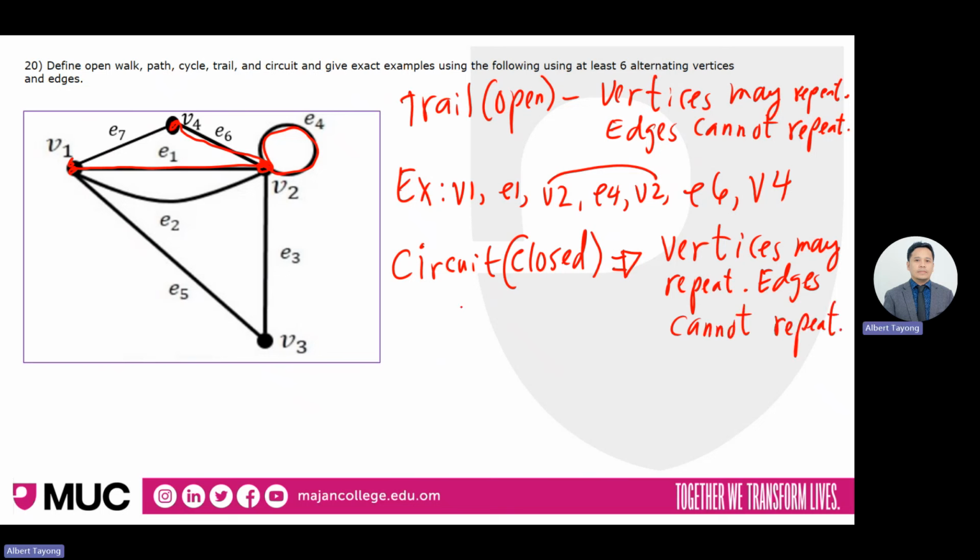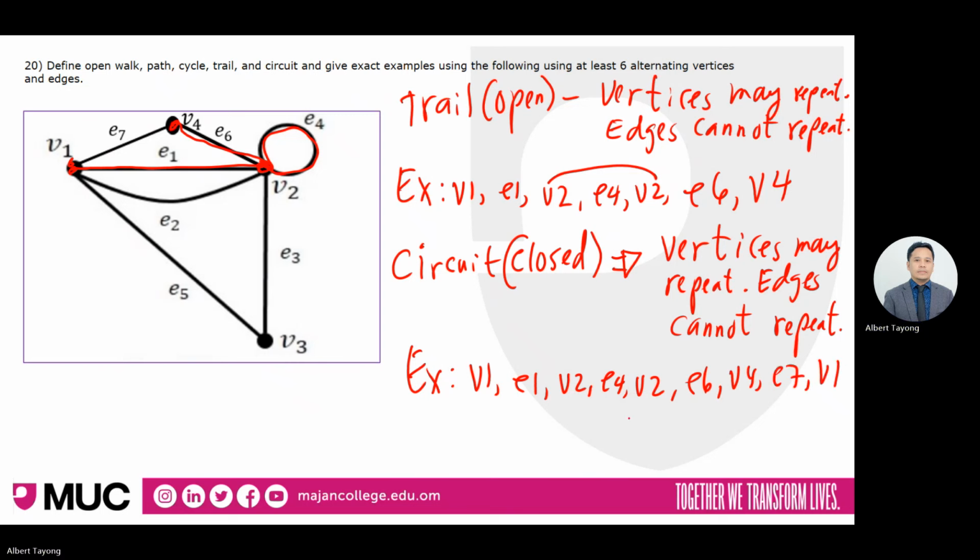Okay, so we can close this actually. We can have V1, E1, V2, E4, V2, E6, V4, E7, V1. This is an exact example of a circuit. V2 repeated. Okay. Of course, V1 repeated because we have to close it. But we did not repeat any edge. We have E1, E4, E6, E7. So we just close our trail. So a circuit actually is a closed trail.